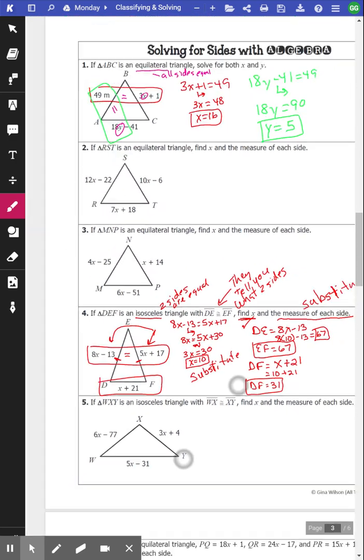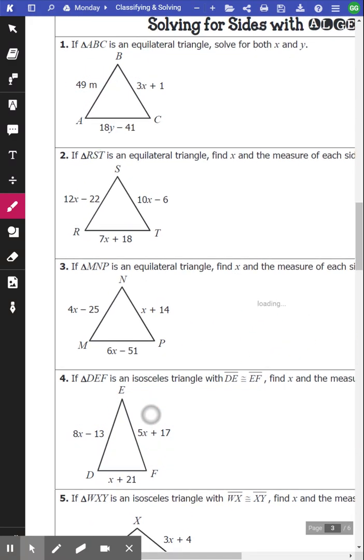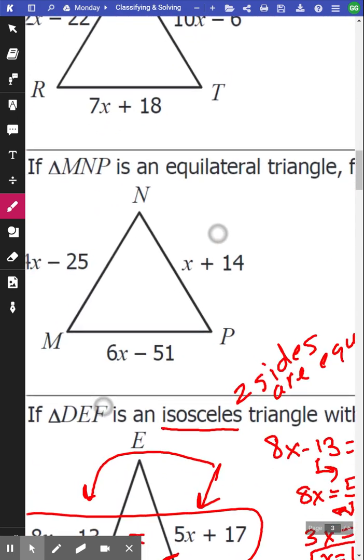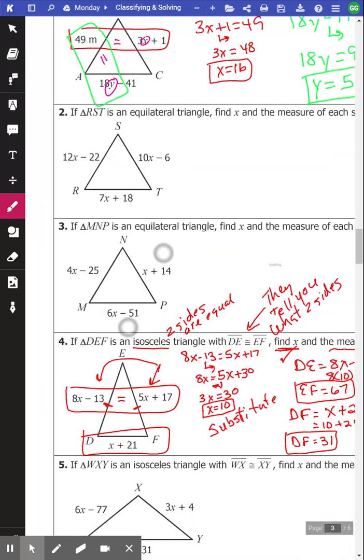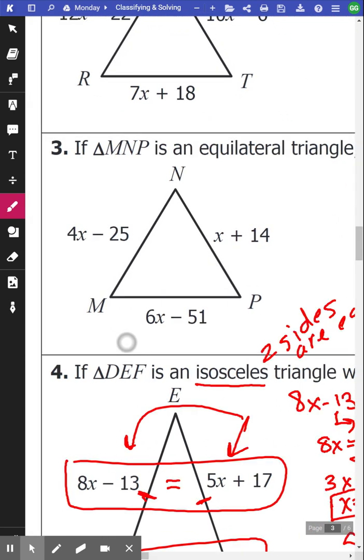Number 5 is exactly the same. Number 3, number 2, both of those are equilateral, so it doesn't matter which one you use. Notice how it solves for x. I think these are asking you to find the measure of each side. So after you solve for x, you're going to substitute. It doesn't matter which ones you set equal. You can set those two equal, you can set those two equal, or you can set those two equal. They're all going to give you the same answer. Then you substitute.